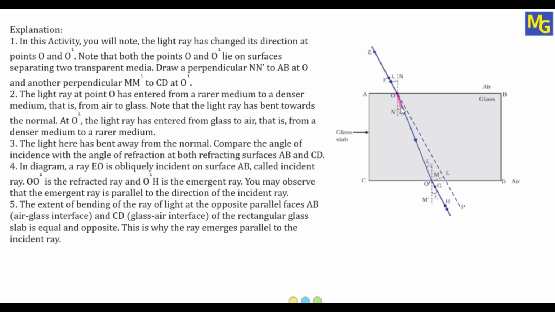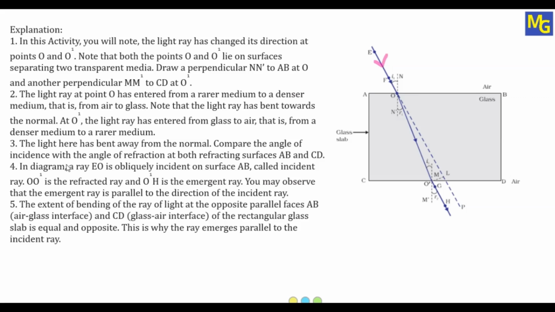So this angle is small because it is bending towards the normal. This angle is big because it is bending away from the normal. So the values of these angles we have to compare. It is bending towards, it is bending away. These bendings, if you compare, then we will understand how much is the bending of this light ray exactly compared to our starting incident ray, that is EF.